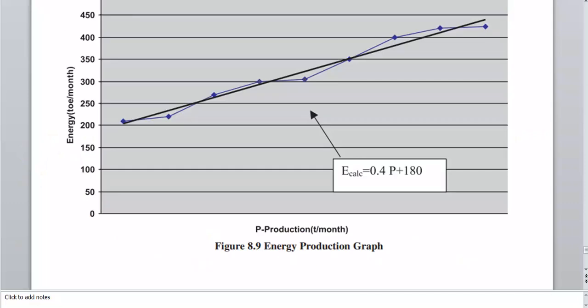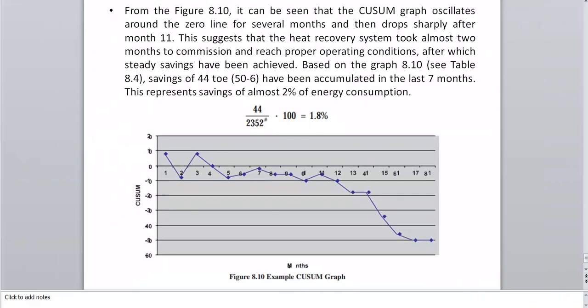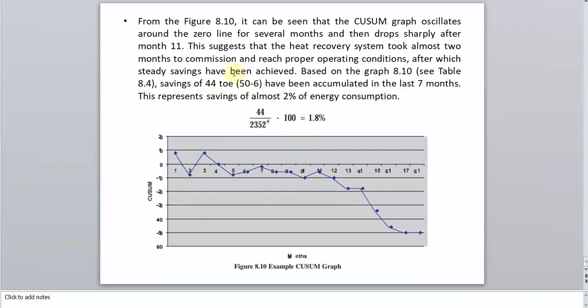Now here in the graph I'll zoom it out. If you can see here, it can be seen that the CUSUM graph oscillates around the zero line. Okay, for several months. Okay, then drops sharply after month 11. Okay, 11 month नंतर ते एकदम sharply decrease होते consumption energy चा. This suggests that the heat recovery system took almost 2 months to commission. Okay, heat recovery system जे install केले, it required at least 2 months. Okay, to work in a better manner.